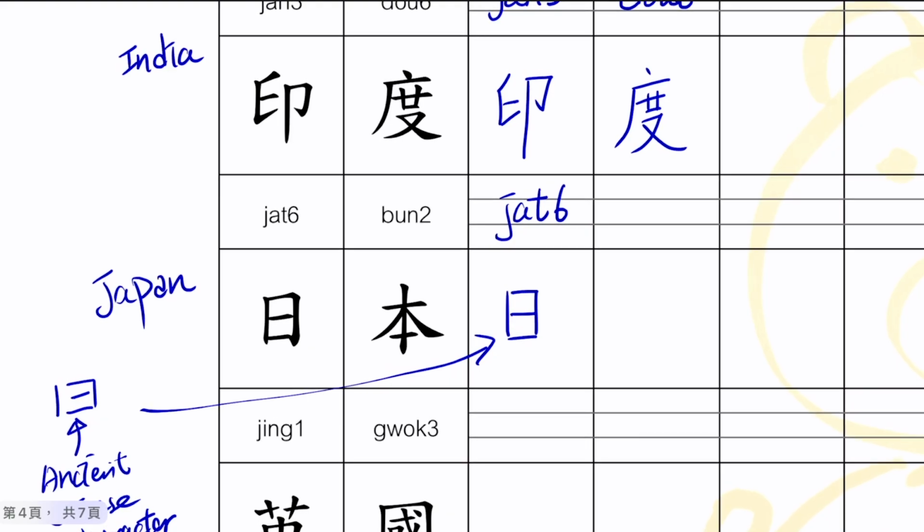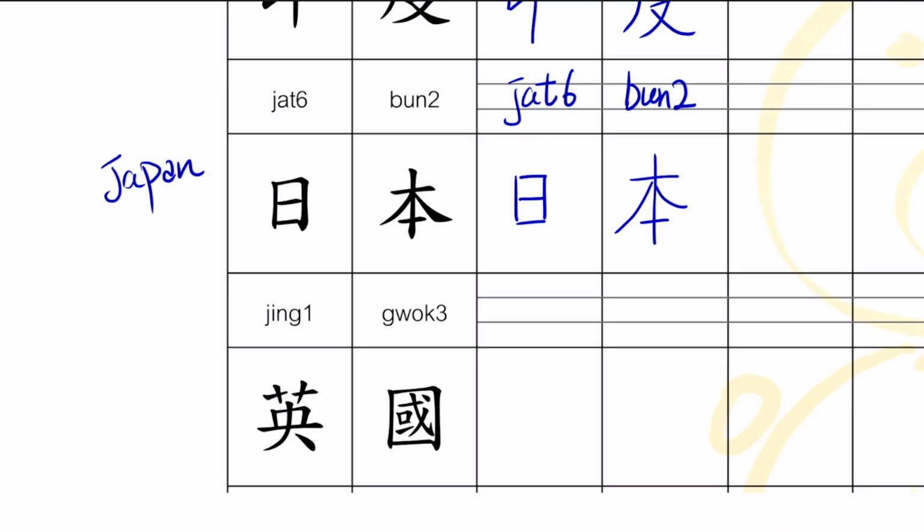Okay. 本 B-U-N, second tone. 橫直撇捺橫. 本. 英國, 英國 means the UK, right? 英 J-I-N-G, first tone. This one is a grass radical, 草花頭.